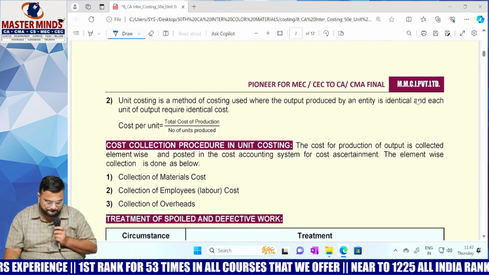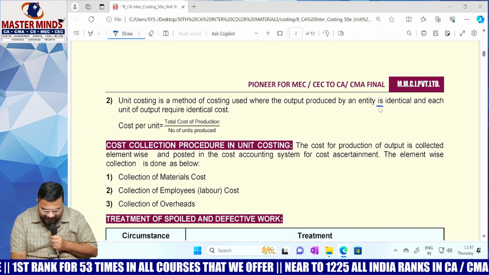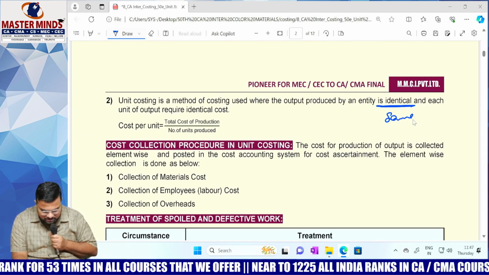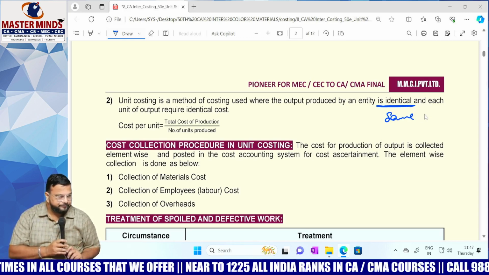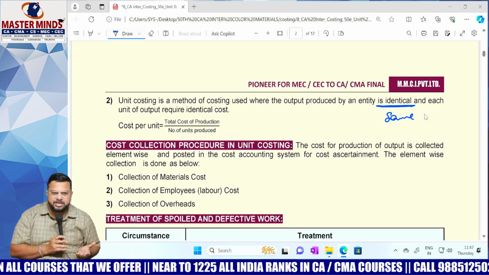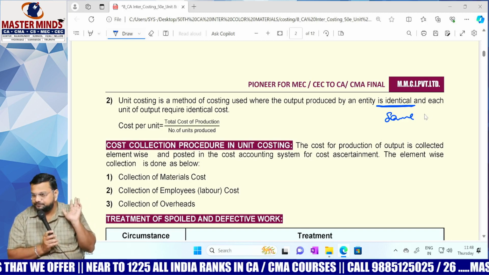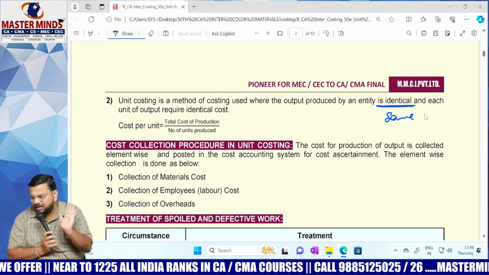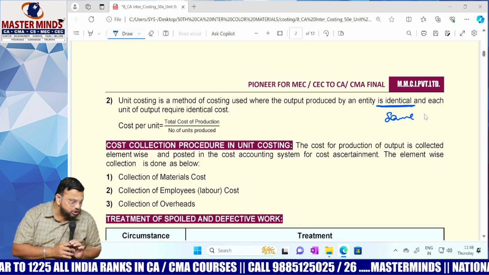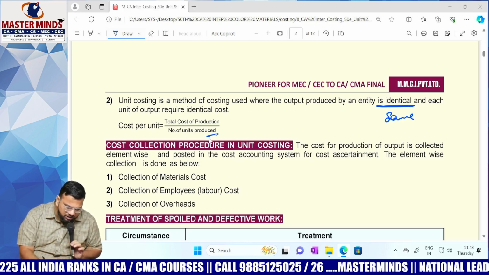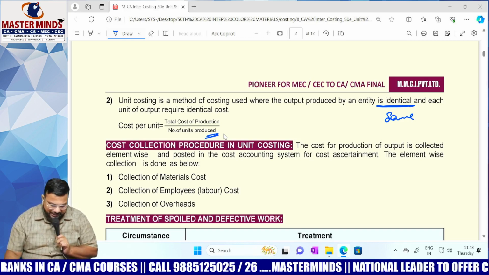Next. Unit costing is a method of costing used where the output produced by an entity is identical. Identical means same. Next. And each unit of output requires identical. When units produced are the same, automatically cost per unit will also be one and the same. So how to calculate cost per unit? Total cost of production divided by number of units produced. Simple thing. Okay.